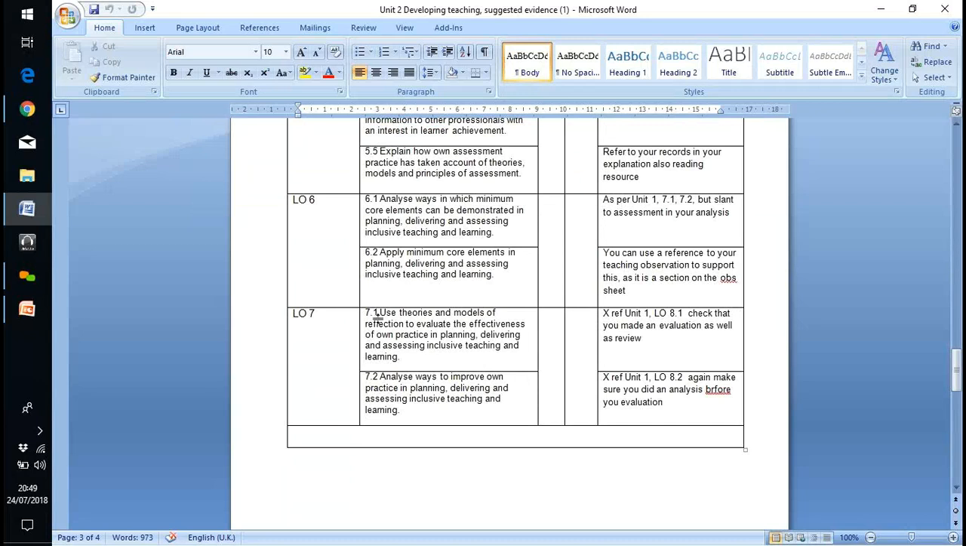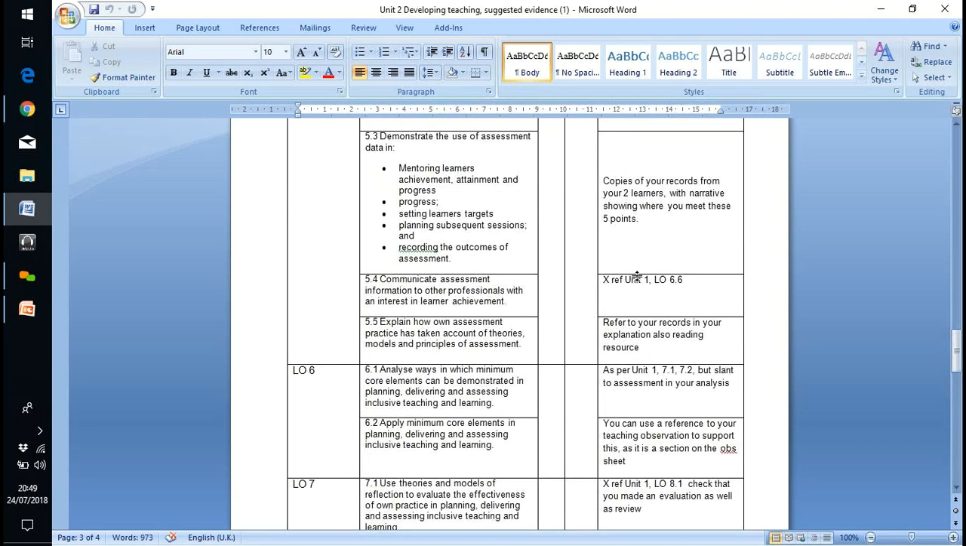Yeah, where it drops into 7.1, that actually uses theories and models of reflection to evaluate the effectiveness of your own practice in planning, delivering and assessing inclusive teaching and learning. The only difference at 8.1 is you need to check that you made an evaluation as well as a review, and it included assessment. On Unit 1, sometimes it doesn't mention assessment, it only mentions teaching. So be aware of that when you check for any cross-references.